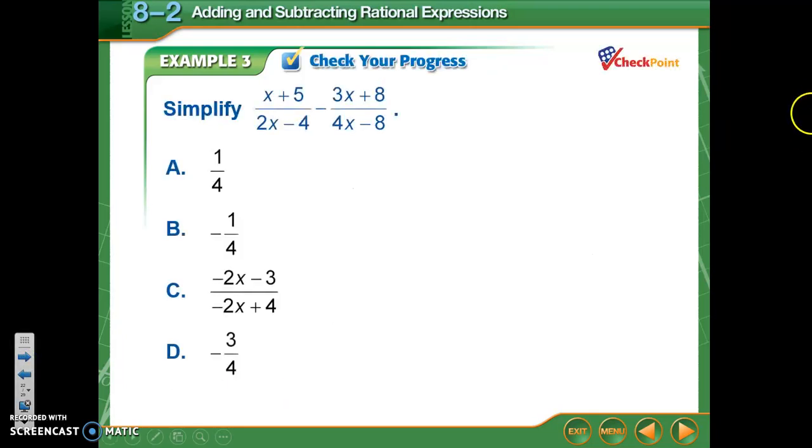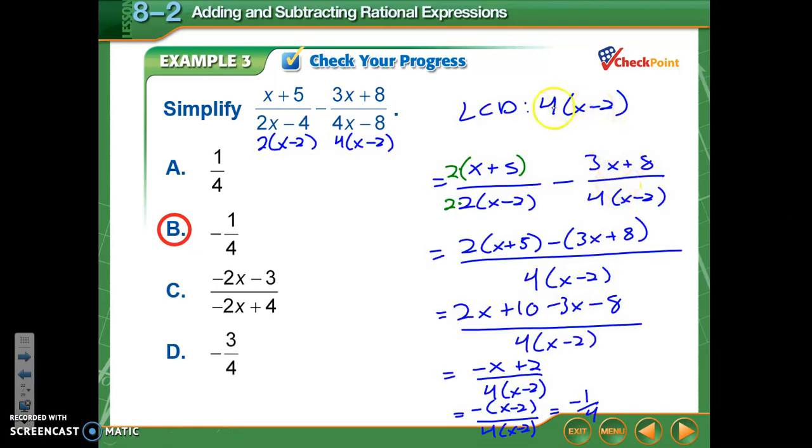All right, so here's one for you guys to try. Don't forget to factor first, find your least common multiple, and then multiply by what's missing. All right, your answer here is negative 1/4. I'll show you the work. All right, and there is the work.